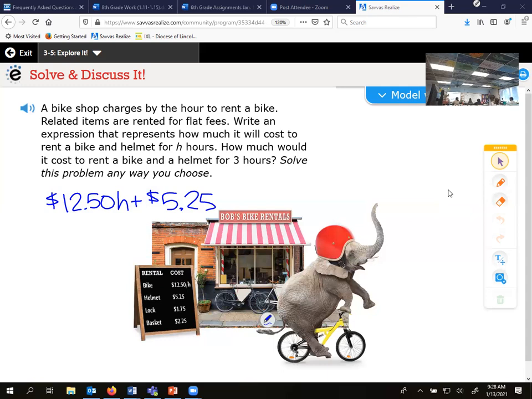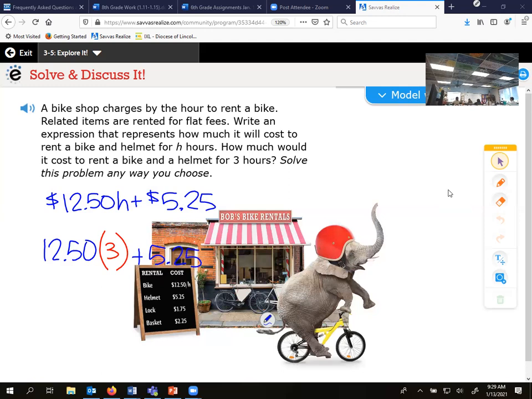Then they want to know how much it would cost for 3 hours. What do I do to figure out what it would cost for 3 hours? Yeah, multiplication. What am I multiplying together? 3 and which other number is up here? 12.50, yeah. So I'm going to take out the dollar signs right now. And then this 5.25 stays the same.